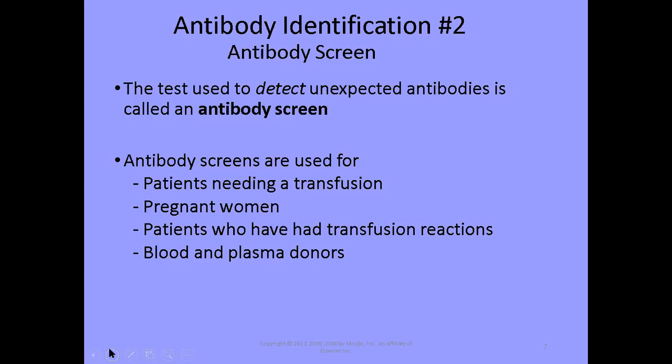So when is an antibody screen performed? On patients who are in need of a transfusion, on pregnant women, on patients who have had transfusion reactions, meaning they've been given donor red cells and they had a reaction to them, and also on individuals who donate blood and plasma to, for instance, in our region, the American Red Cross, and it's right down between 7th and 8th on Spring Garden Street near CCP. Okay, and so when you were doing your phlebotomy rotations, you may have heard type and screen. And so we already know about the type, which is ABO and Rh type, and the screen part is the antibody screen.